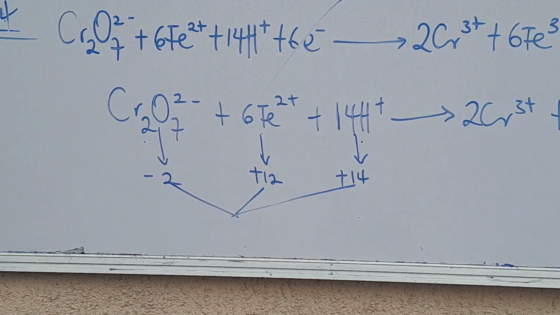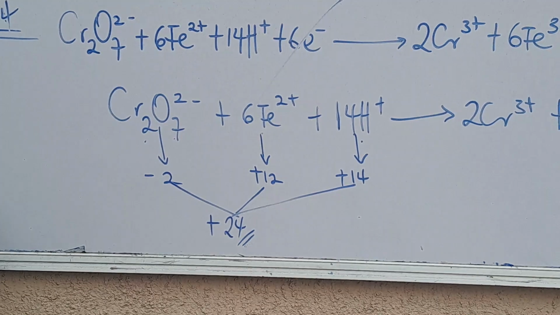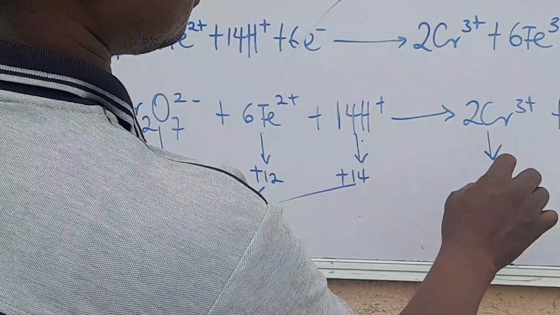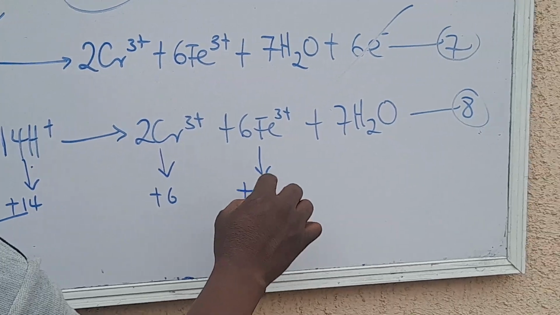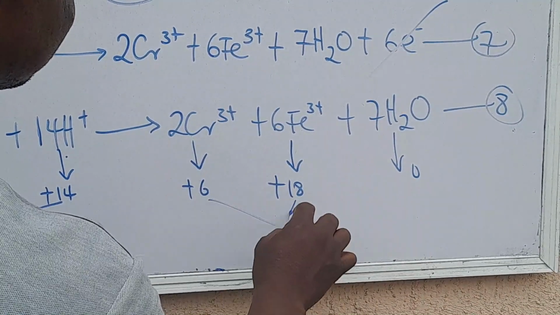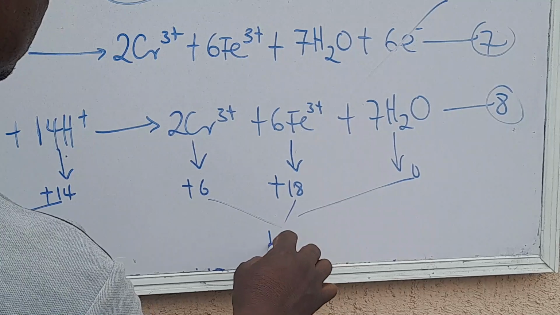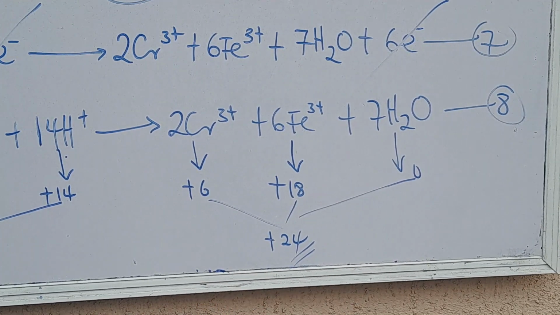What do we have there? All right, that's 10, that's 24, plus 24. Check it, 24. Here we have what? Plus 6, and we have plus 18. 3 times this one, we have 0. Total it together, we have what? Plus 24. Great. Check. The equation is balanced.